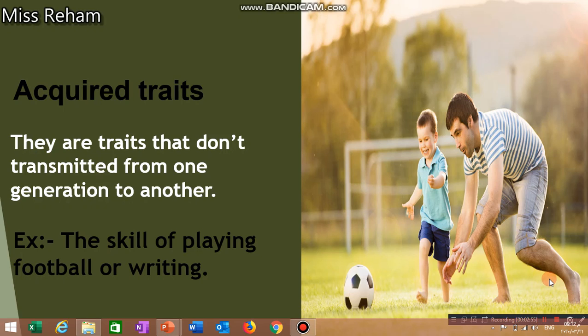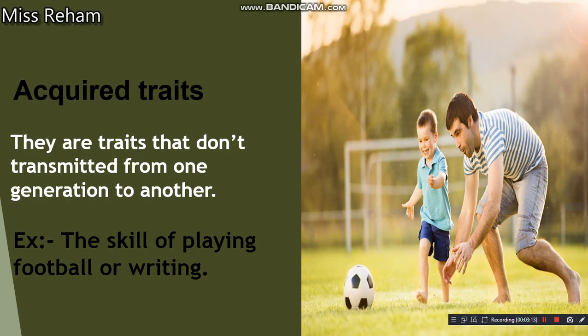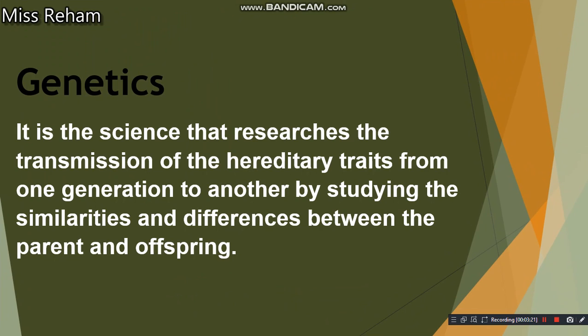Now, there is a science that researches the transmission of hereditary traits from one generation to another. This science is called genetics. So, what's meant by genetics? It is a science that searches about the transmission of hereditary traits from one generation to another by studying the similarities and differences between the parent and offspring.